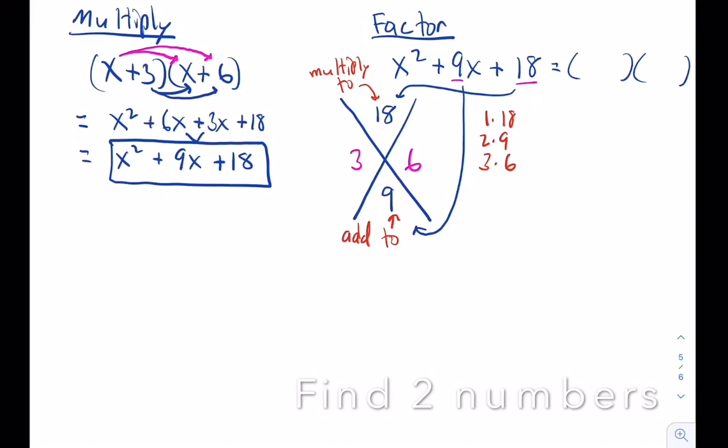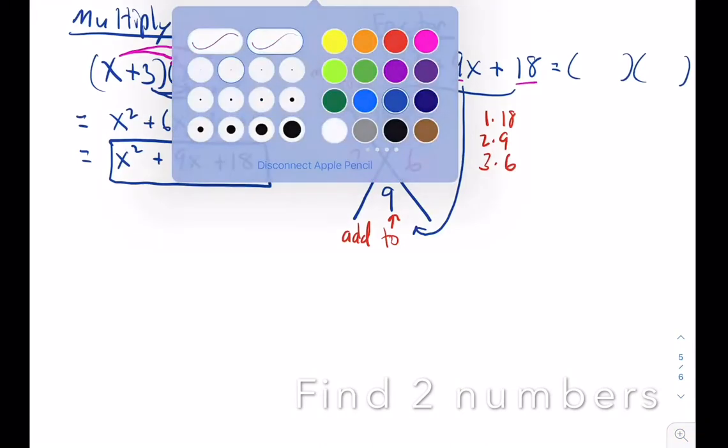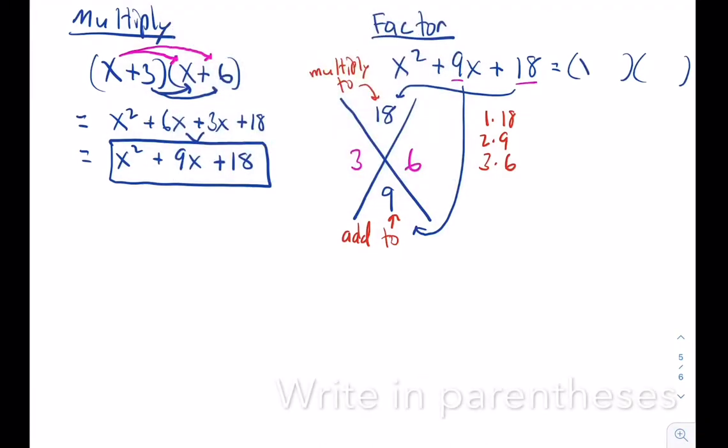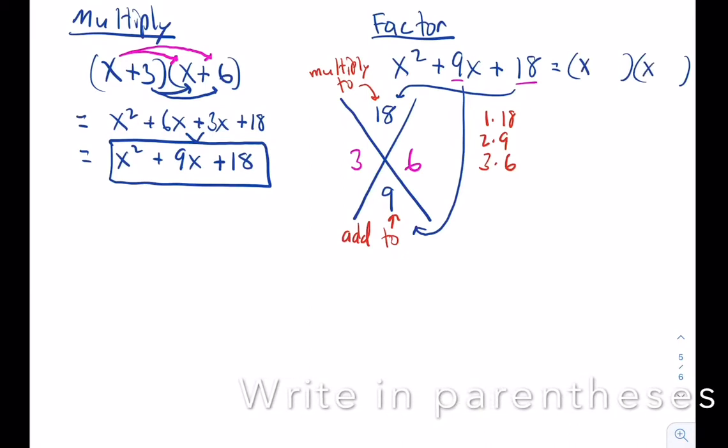Because they multiply to 18 and they add to 9. So our answer for the factors is going to be x, and we're going to have positive 3 and positive 6. And that is our answer.